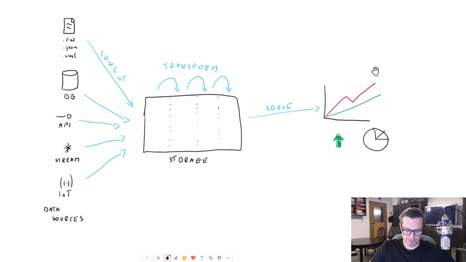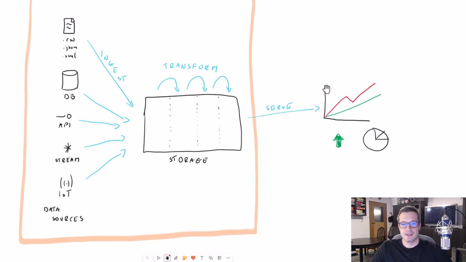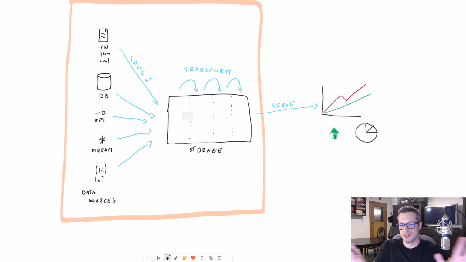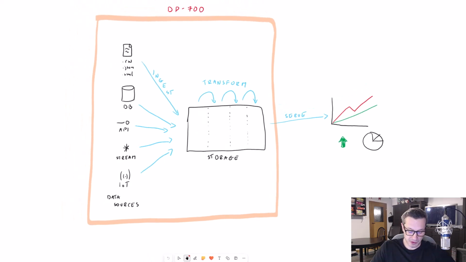So if we were to mark the area that is covered by DP-203, well, I would do this as follows. So basically this orange rectangle is the scope of the DP-203 exam. So let me write it down. So let me move those, and this is DP-203. That's the scope, Azure Data Engineering.